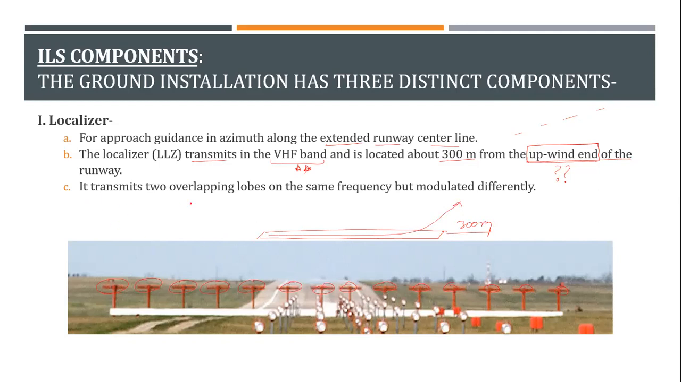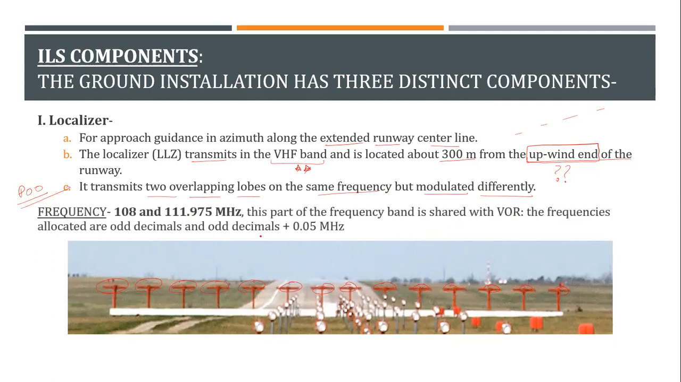The localizer transmits two overlapping lobes. Now this is where the principle of operation comes into play. It transmits two overlapping lobes on the same frequency but modulated differently. I don't have to explain modulation again. So this is the frequency in use. We'll discuss the principle of operation more.